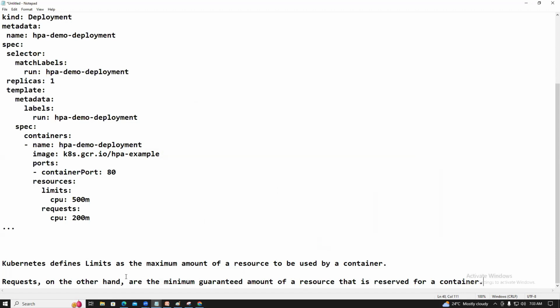Kubernetes defines limits as a maximum amount, and a request is the minimum amount. Guys, here request is a minimum amount. So limits is nothing but a maximum.